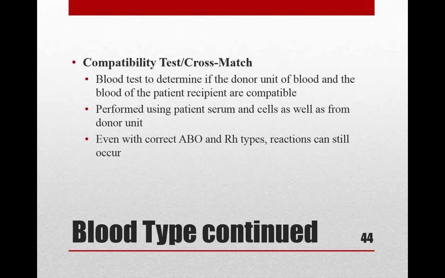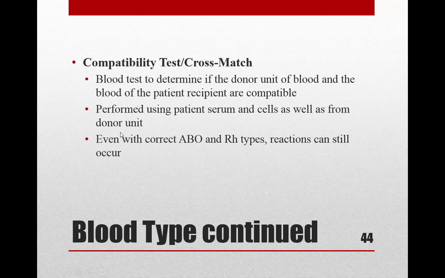All right, so blood typing is important because if you're going to get a transfusion, we have to make sure that compatibility testing and cross-matching is done. So compatibility testing and cross-matching is done to determine that the donor unit of blood and the blood of the patient, the recipient, are compatible. So we look at the patient's serum, or sometimes that's if we're drawing it in a red top. But we'll also look at plasma as well, just so you guys know.